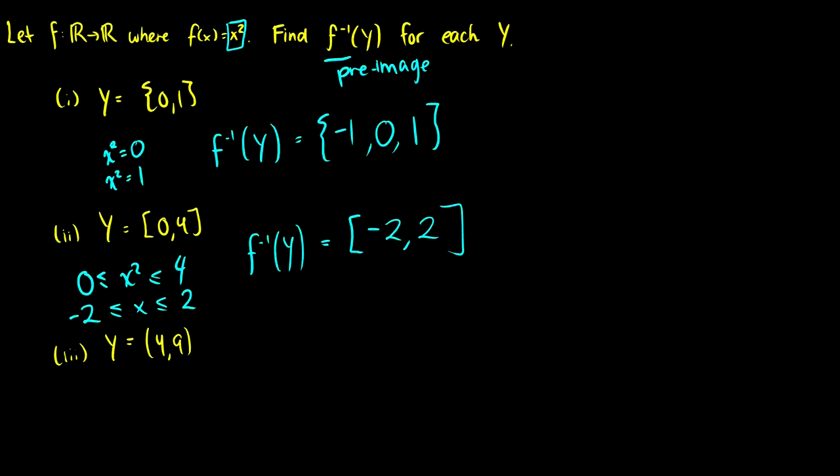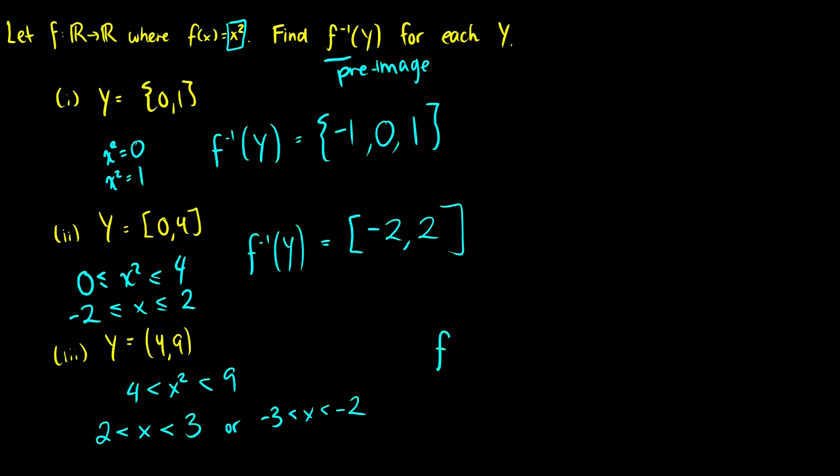Okay, what about this? From 4 to 9. So we want x squared to be greater than 4, but less than 9. So what happens when we take the square root? Well, we get 2 is less than x, which is less than 3, or negative 3 is going to be less than x, which is going to be less than negative 2. Because remember, when we squared the negative numbers, they also become positive. So we have these two intervals here.